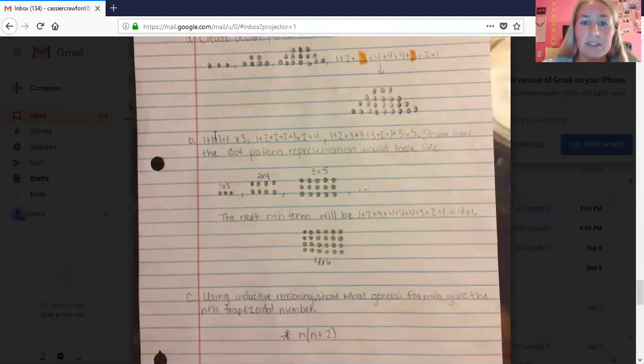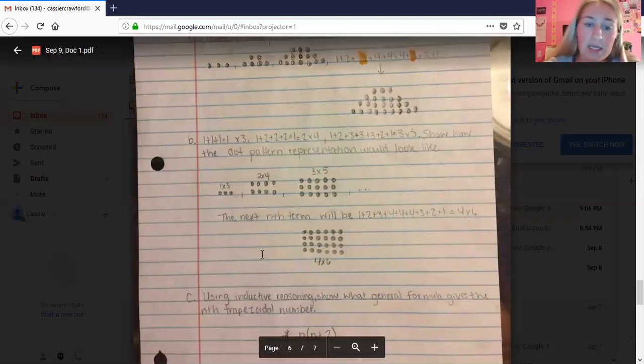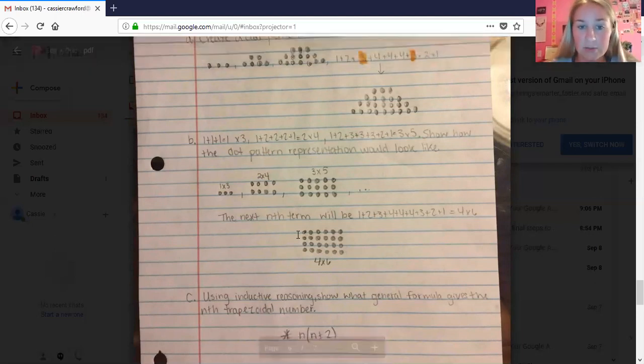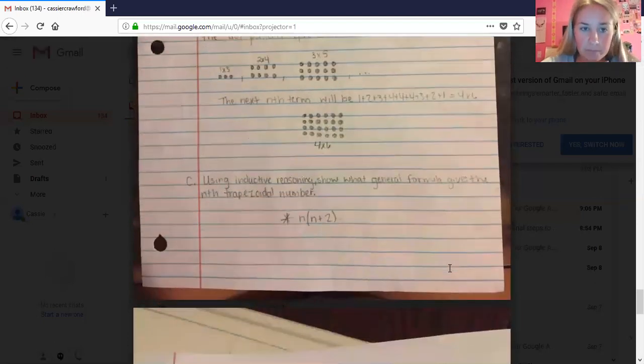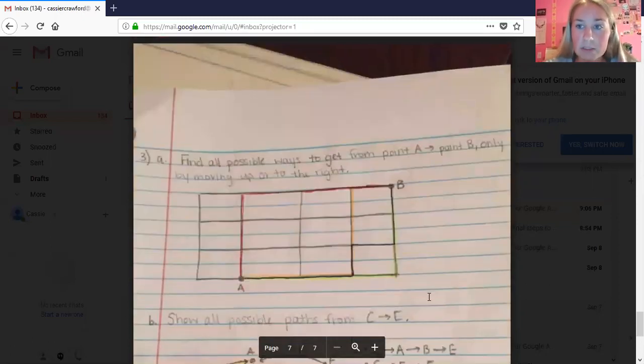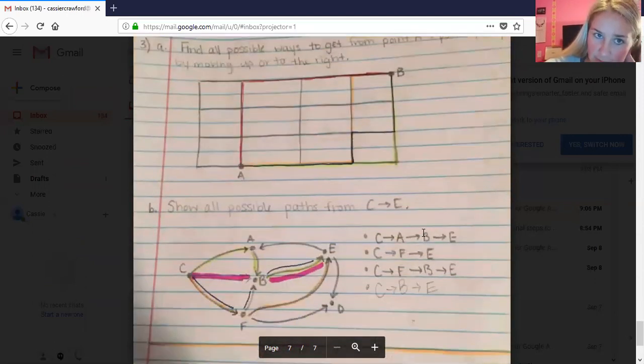B, we are given these 1 plus 1 plus 1 equals 1 times 3, and this was very easy to show. You just did a 1 by 3, 2 by 4, 3 by 5, so on and so forth, and the next term would be 4 times 6, or 4 by 6, which I drew a dot diagram for as well. And for C, using inductive reasoning, show what general formula gives the nth trapezoidal number, and I did n times n plus 2. And I uploaded my pictures a little wrong, so 3 is down here.